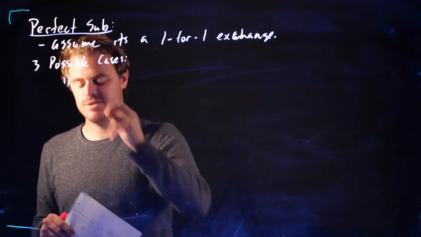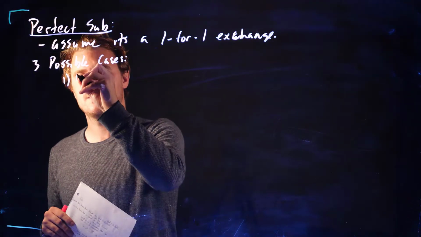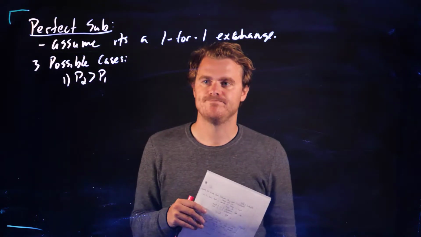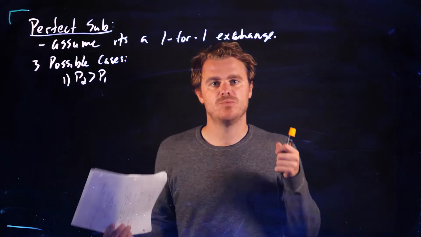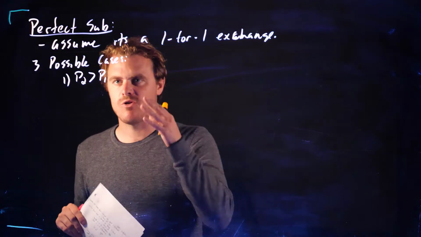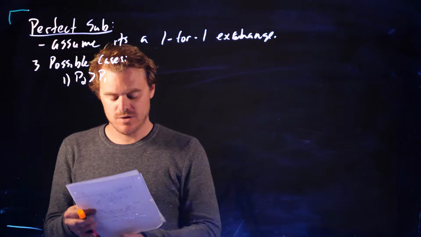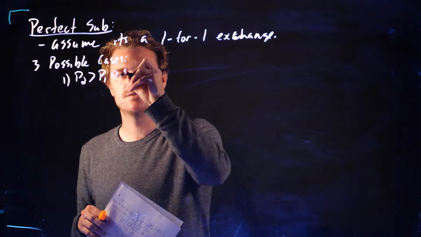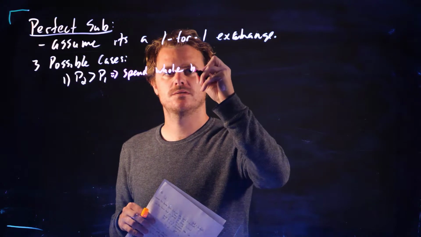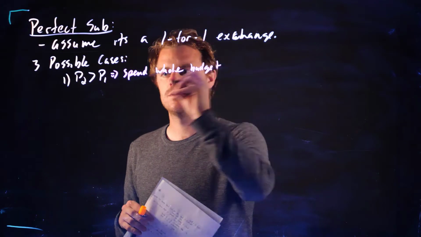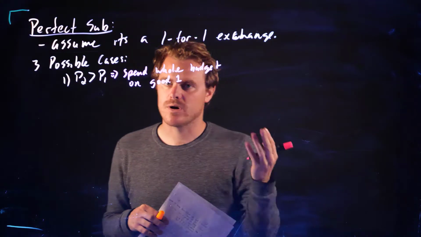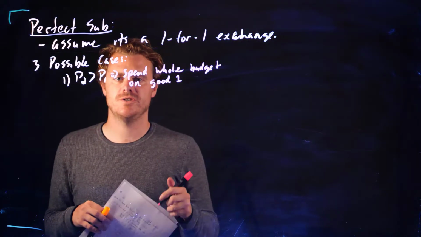The first is that the price of good 2 is greater than the price of good 1. We're willing to exchange them 1 for 1, but the price of good 2 is greater than the price of good 1. Well, we're going to spend our whole budget on good 1 because it's cheaper and we like it just as much as good 2.